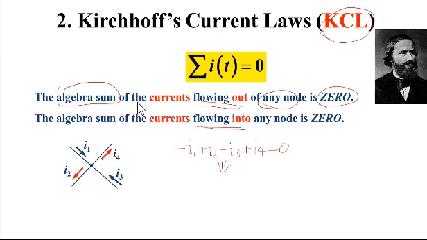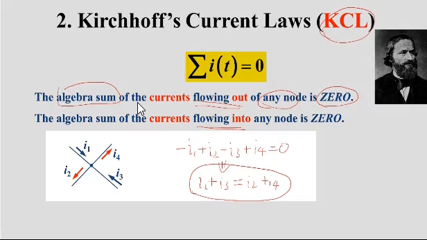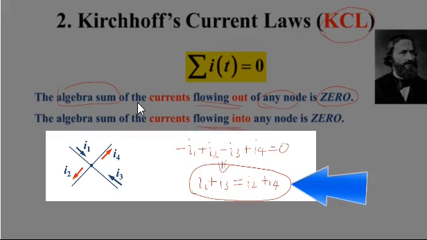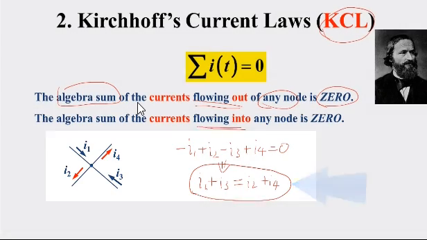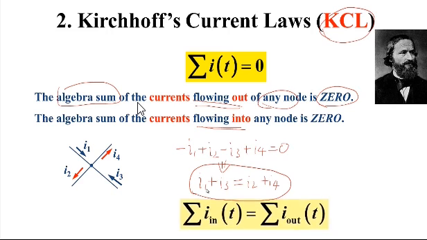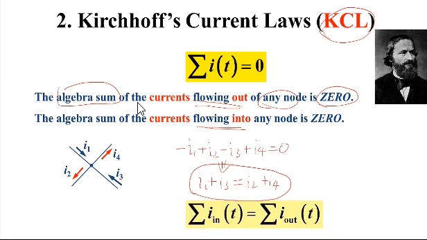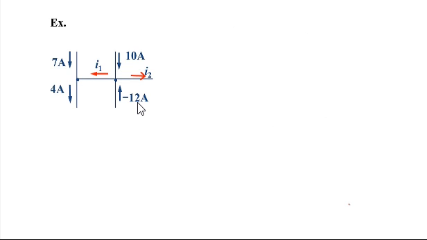We can rewrite this equation as I1 plus I3 is equal to I2 plus I4. Look at this equation. What kind of conclusion can you get? Very good. That is, for a node, the sum of the currents flowing into the node is equal to the sum of the currents flowing out of the node. These two approaches are both correct.